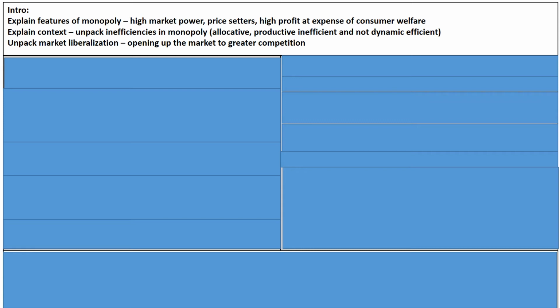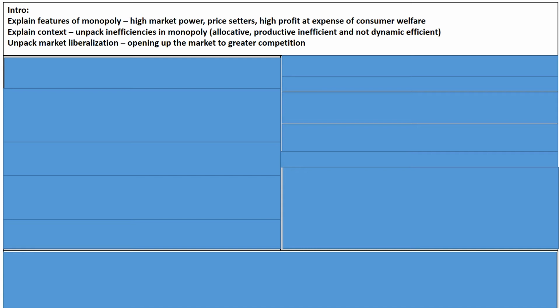So in this question, I think it's first most important to explain the features of the monopoly, because this is the context that was given to us. So you want to explain how a monopoly has high market power. They are price setters, and what we have assumed in this question is that they have high profit, and this is usually at the expense of consumer welfare. So bring in some of these terms to show your understanding of monopoly with an economic perspective.